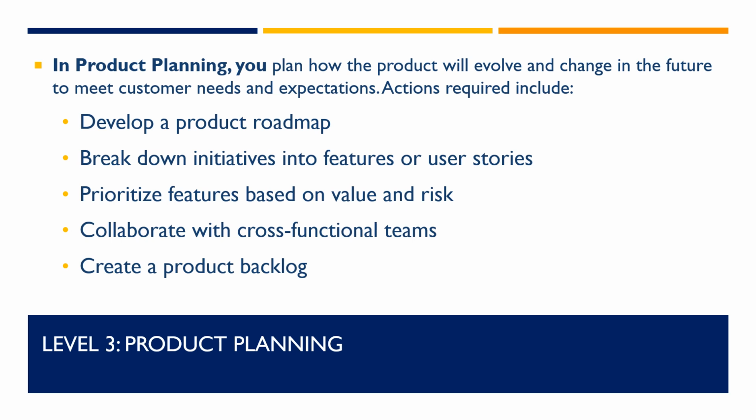In the next level, product planning, you plan how the product will evolve and change in the future to meet customer needs and expectations. Actions required at this stage include developing a product roadmap, breaking down initiatives into features or user stories, prioritizing features based on value and risk, collaborating with cross-functional teams, and creating a product backlog.